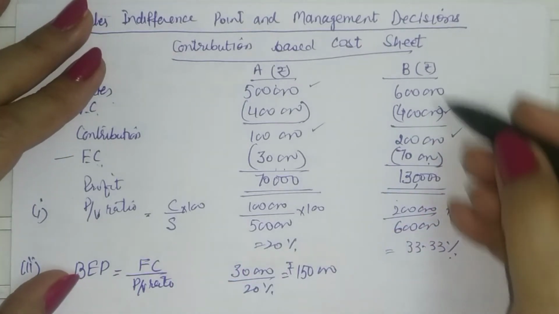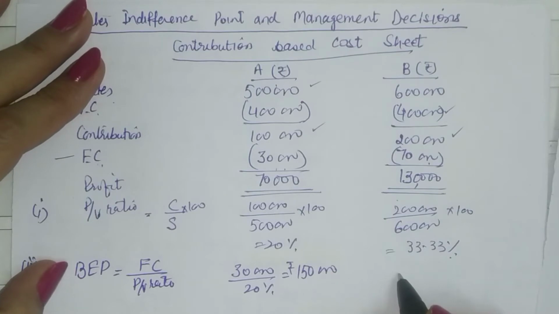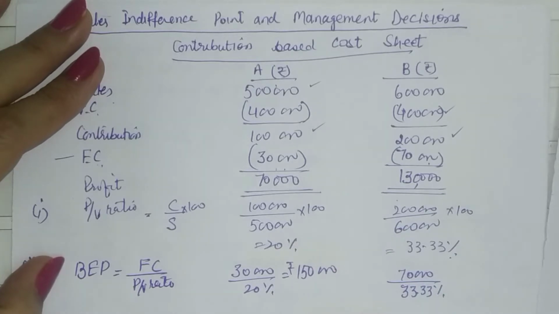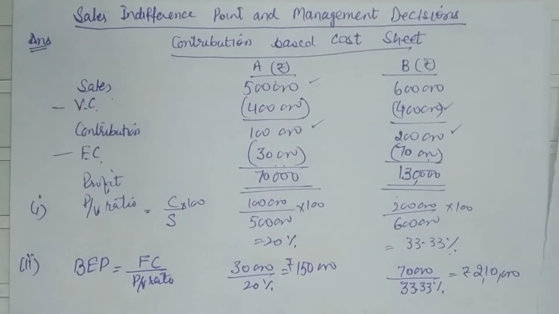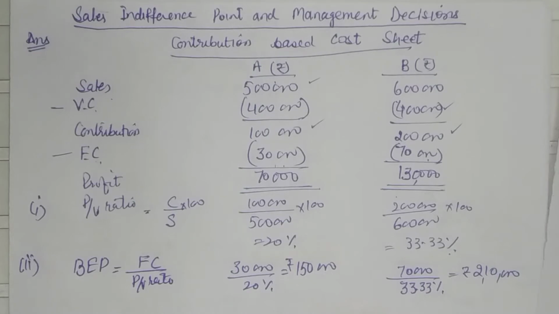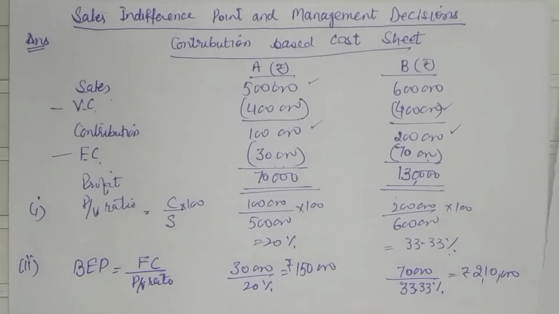Now here in case of B product line, what will happen? Your fixed cost is 70,000 and your contribution ratio is 33.33%, that is 2,10,000. It means that you will have to wait up to the sale activity of 2,10,000. If you reach this, then beyond this you will be making profit, but below this you will be making loss.